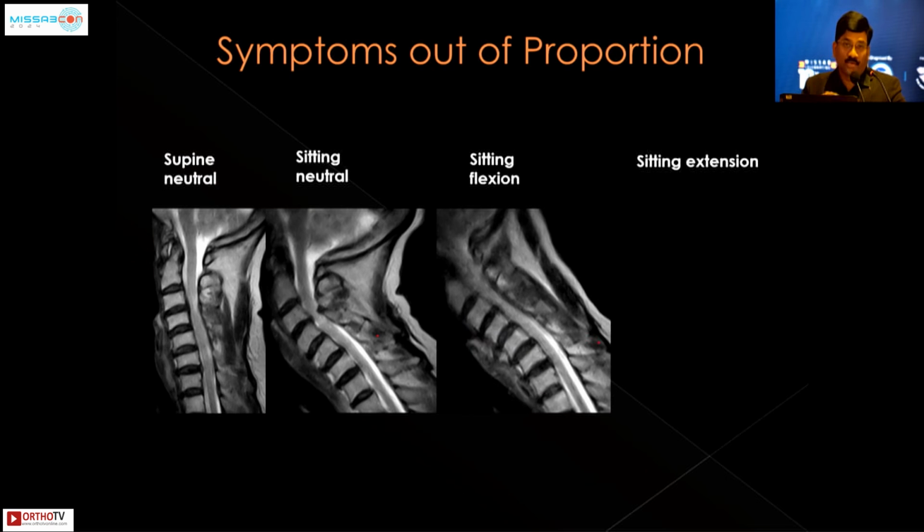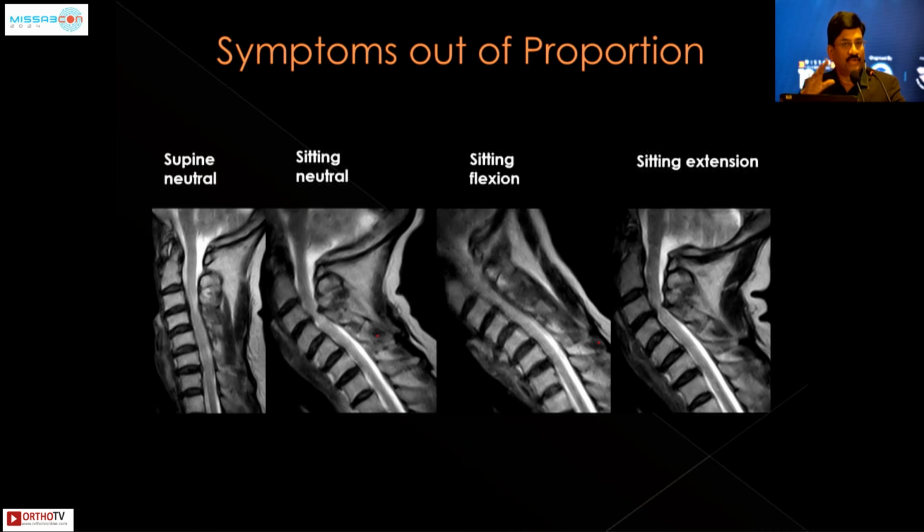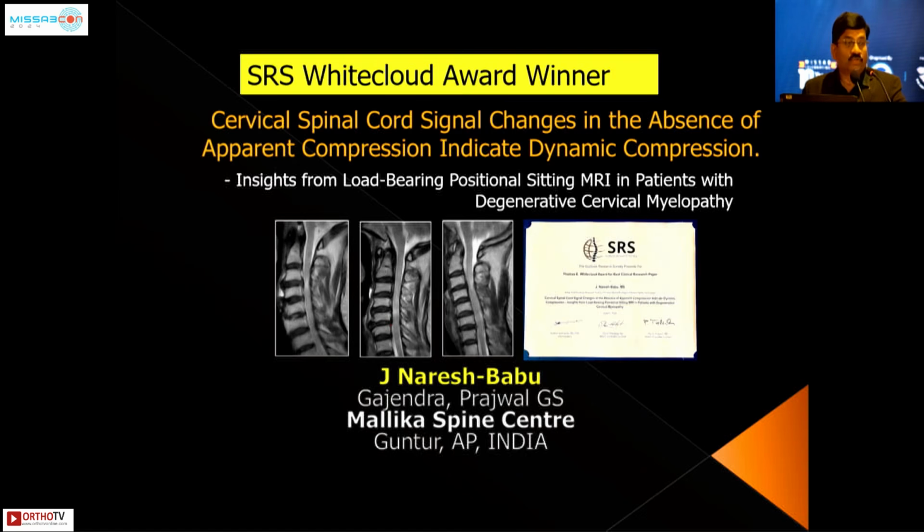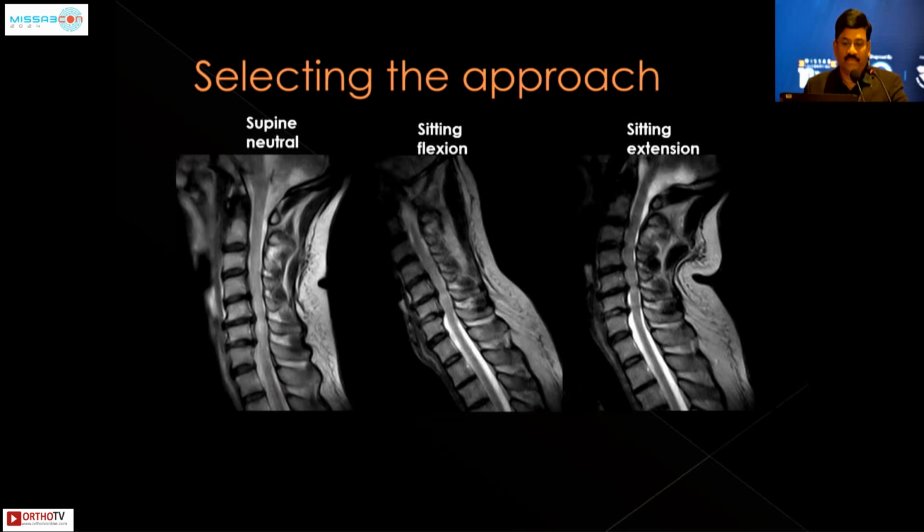Flexion doesn't show any compression, and if you subject the patient to extension, there is a pincer grip effect happening at the 3-4 level. So from supine neutral and sitting neutral to sitting extension, there is a significant change, and you are convinced. This also led us to good research, and we are happy to say this was presented at SRS, and we won the SRS White Cloud Award for it.